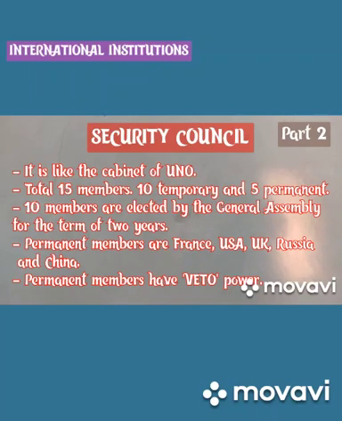And these permanent members have veto power. Now students, let's try to understand what veto power is. Veto power is a power or a right of these permanent members of the Security Council to stop a matter from becoming a decision. It means, out of 193 countries, if 192 countries agree, but one of the 5 permanent members does not agree, it will not become a decision. That's the veto power.